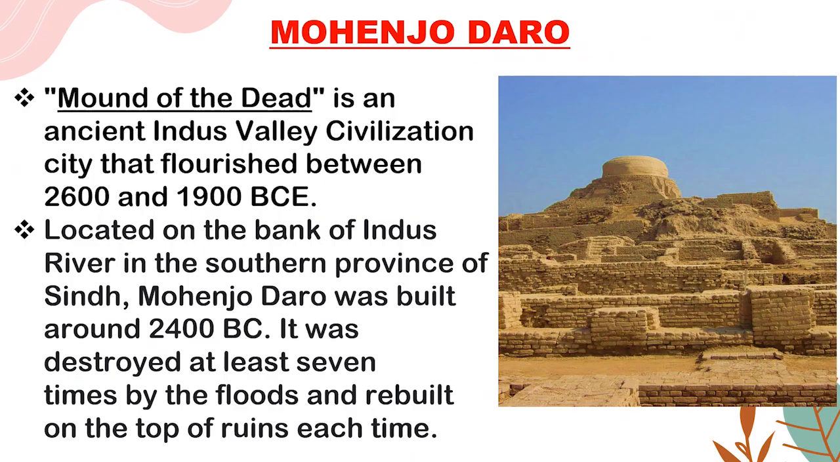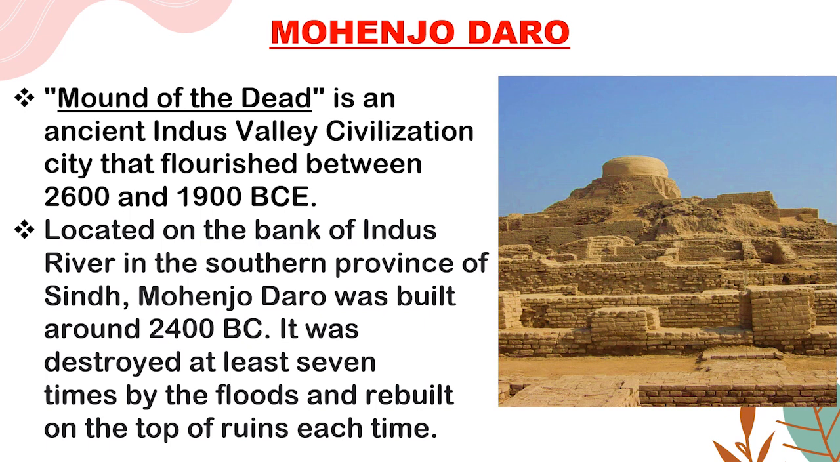One of the most famous architectural sites from Pakistan is Mohenjo-daro. This directly translates into Mound of the Dead. This is an ancient Indus Valley civilization city that flourished between 2600 and 1900 BCE.